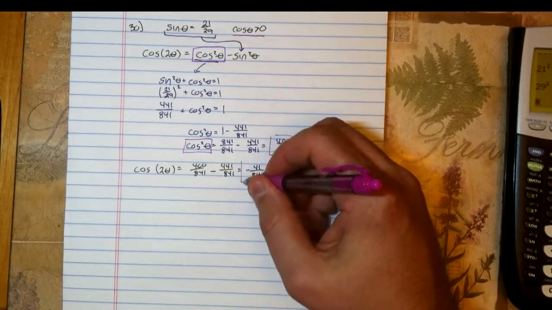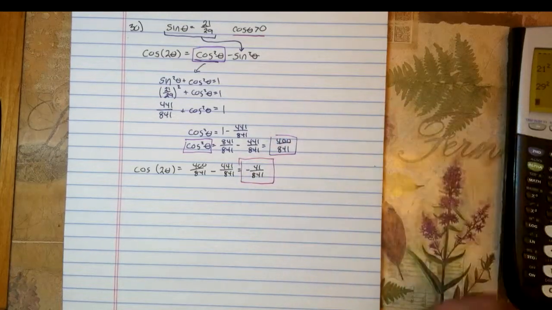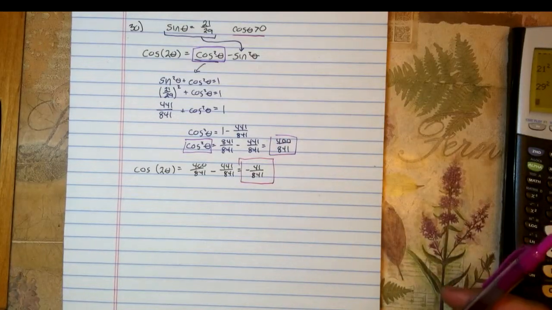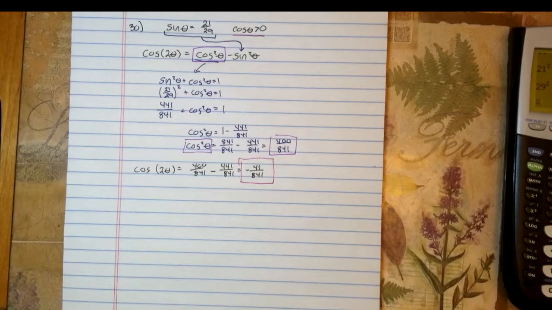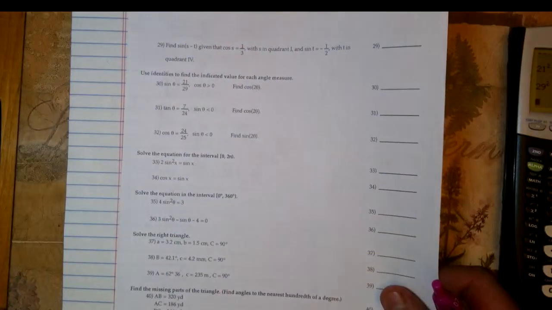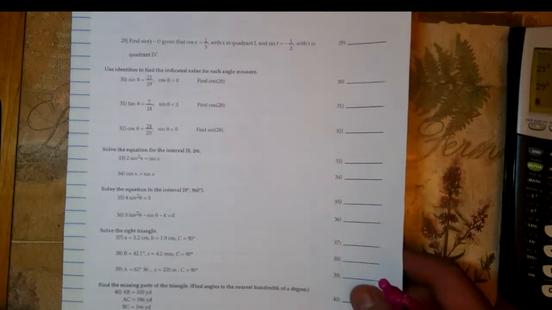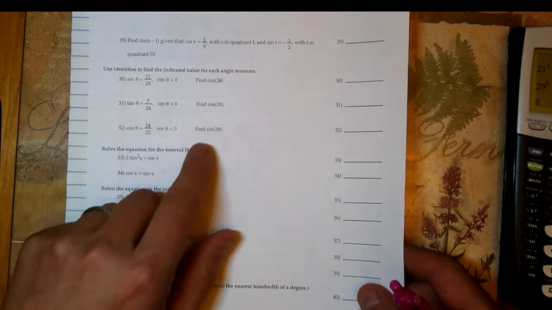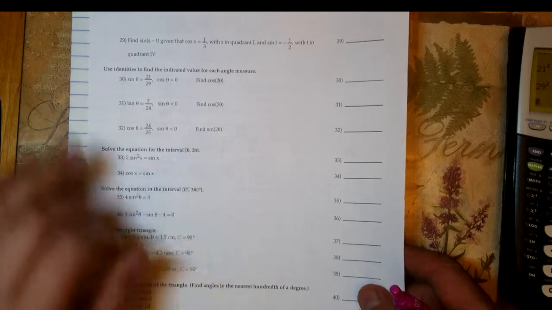And so here's what we have. Cosine of 2 theta is negative 41 over 841. And that's how we do number 30. And if I make a comparison to number 31 and 32, they're very similar. We're asked to find cosine of 2 theta, and in those we're asked to find sine of 2 theta, so we're just going to use different formulas with our different given information.